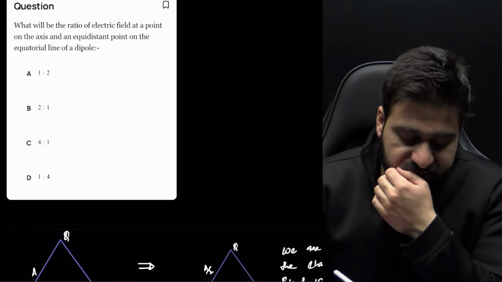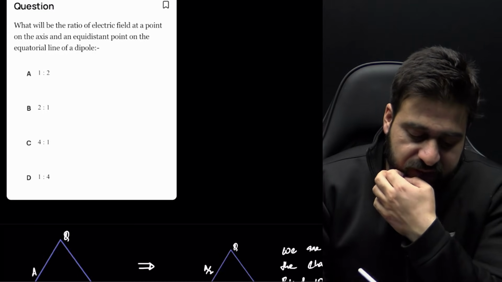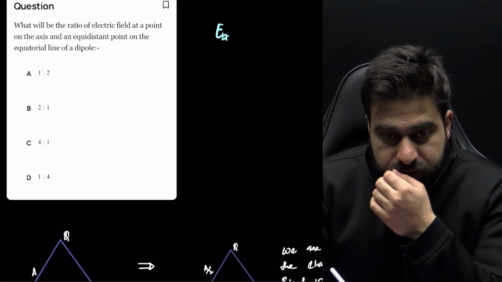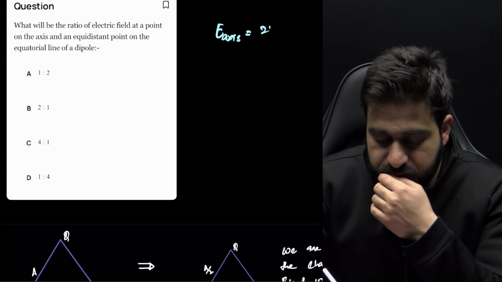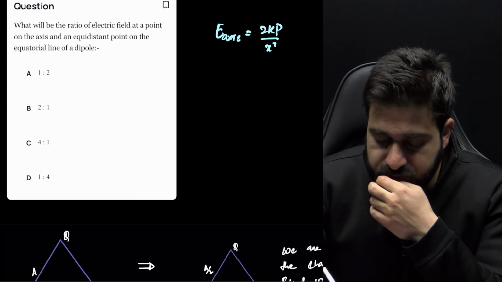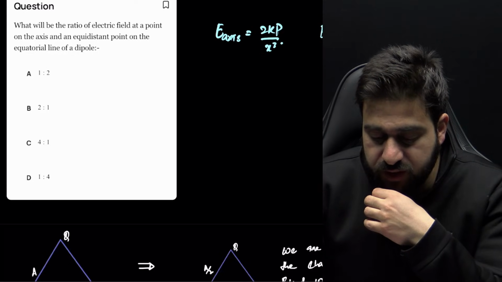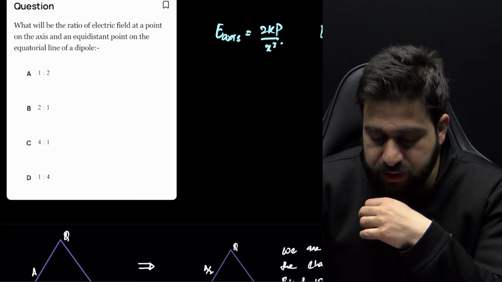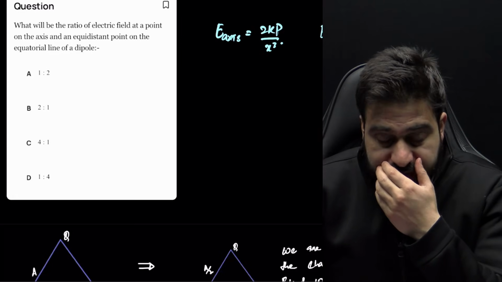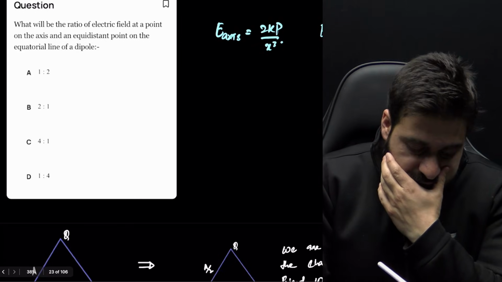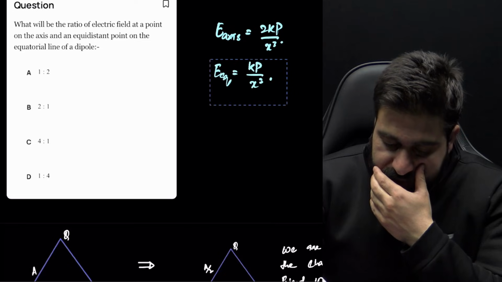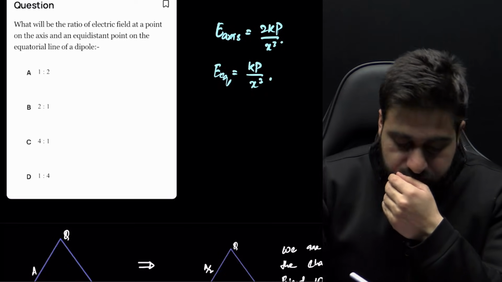What is the ratio of electric field at a point on the axis and at an equidistant point, that is the equatorial point? Electric field on the axis of the dipole is 2Kp divided by x cube. Electric field at the equatorial point is Kp divided by x cube. Now divide the two.